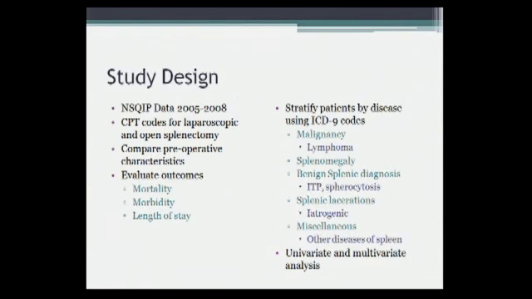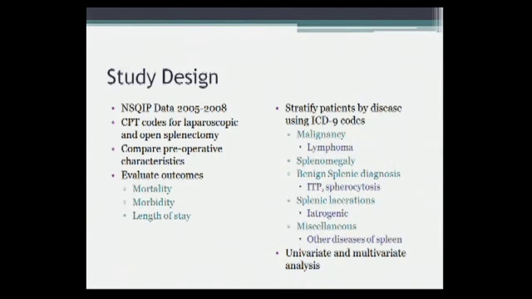Using these, we were able to use two CPT codes for laparoscopic and open splenectomy to identify splenectomy cases, and we were able to compare preoperative characteristics as well as intraoperative and postoperative outcomes. Our primary endpoints were 30-day mortality, 30-day morbidity, and length of stay.